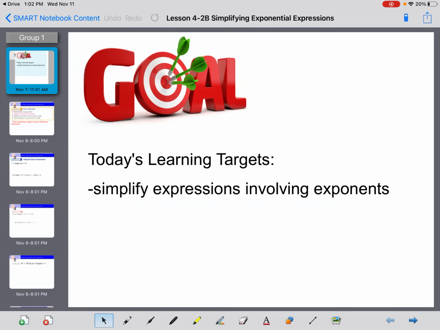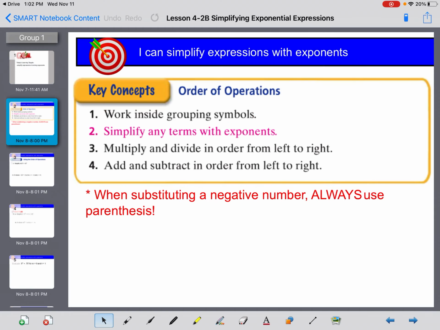This is lesson 4-2B from the Algebra Readiness textbook. For today's lesson, you'll need a sharpened pencil and your notes packet. Today's learning target is to simplify expressions involving exponents. We're going back to order of operations.